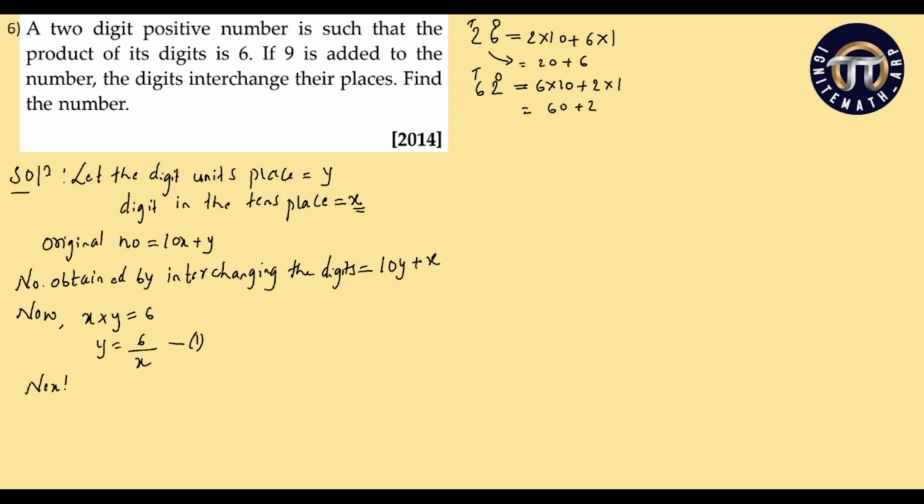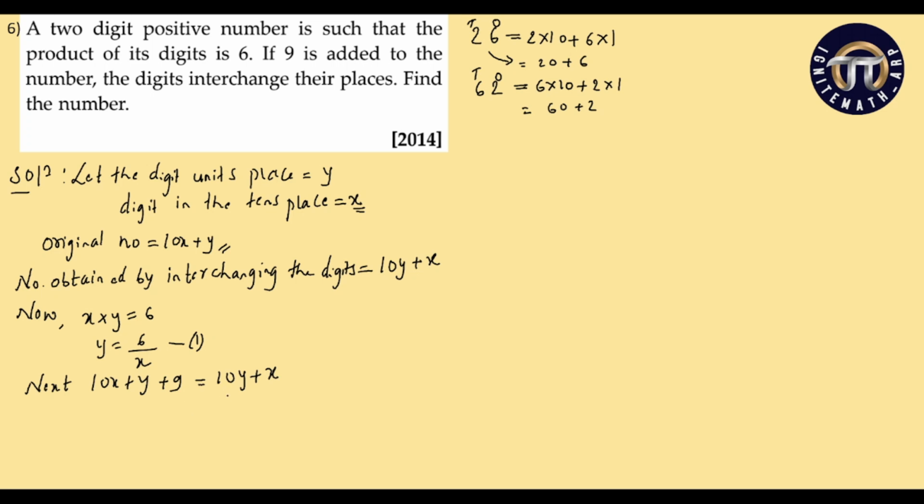So later, if 9 is added to the number, 9 is added to the number in the sense what, children? 9 is added to the original number. So what is our original number over here? It is 10x plus y. So 10x plus y plus 9. 9 is added to the original number, then the digits will get reversed. So it becomes 10y plus x.